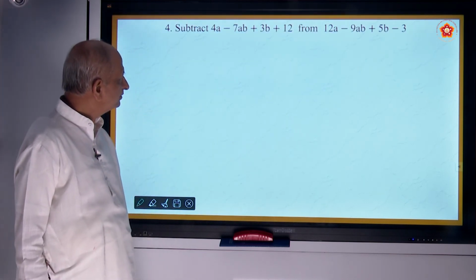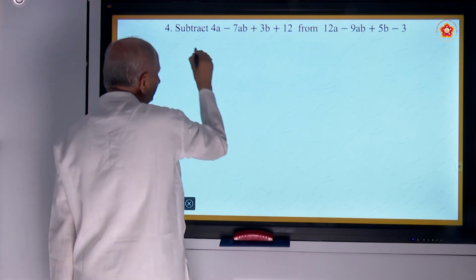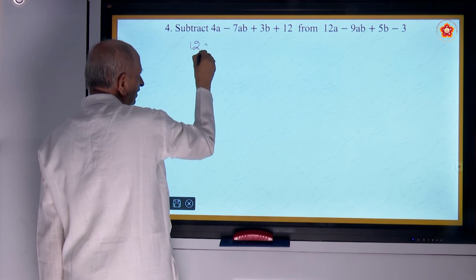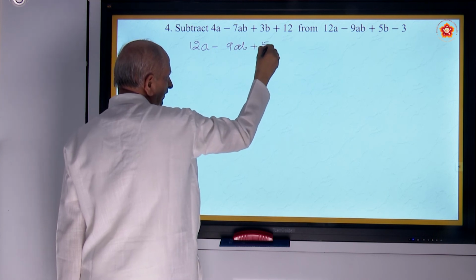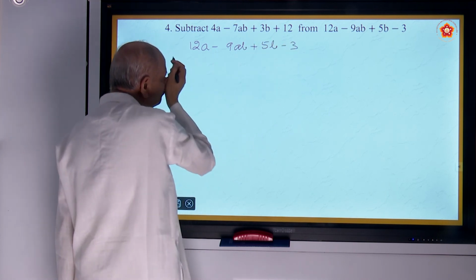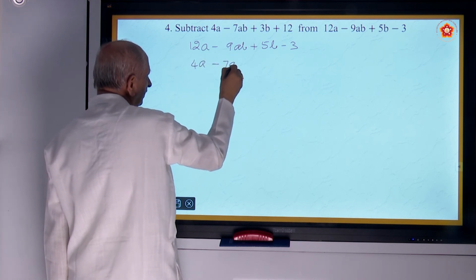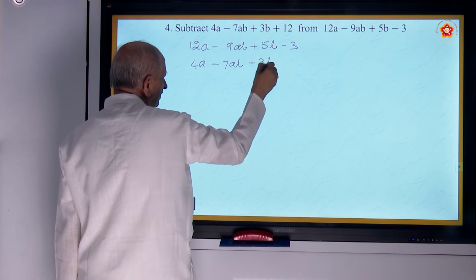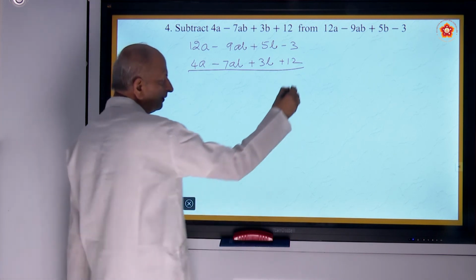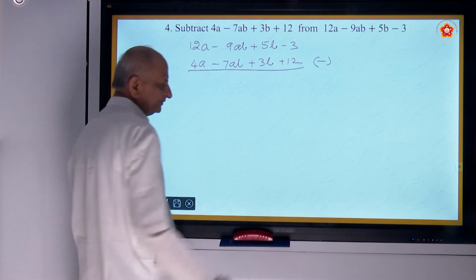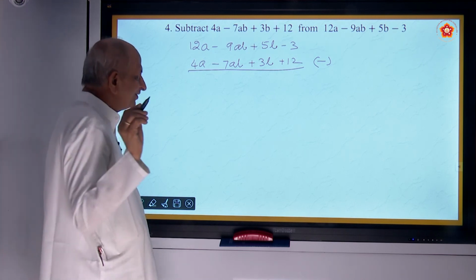One more question. Subtract 4a minus 7ab plus 3b plus 12 from 9ab plus 5b minus 3. That should be written first, correct? When "from" is given, the later term should be written first. So this should be subtracted. What you must do? Minus. What is the mantra? Change the sign and add. That is the mantra. So you must learn it by heart.